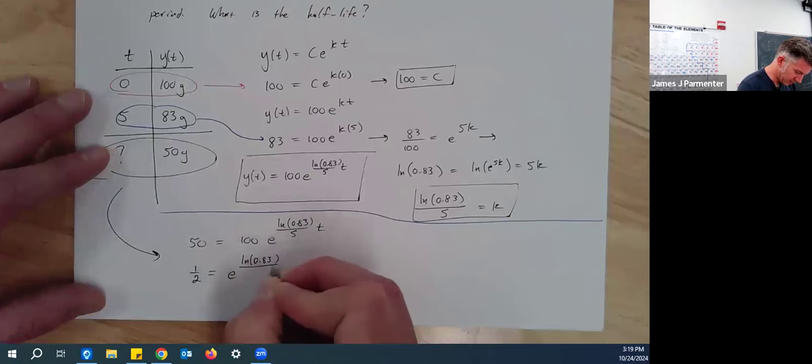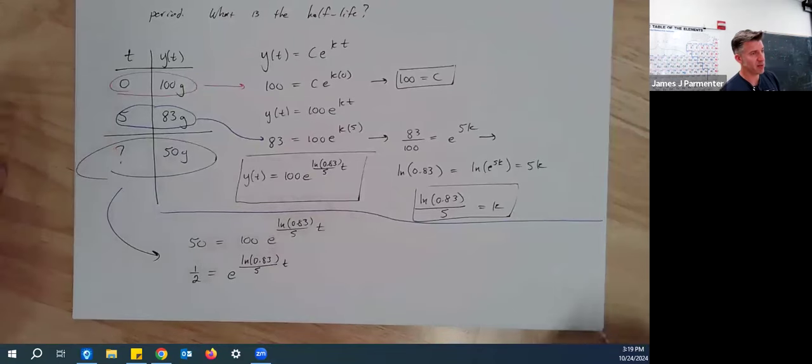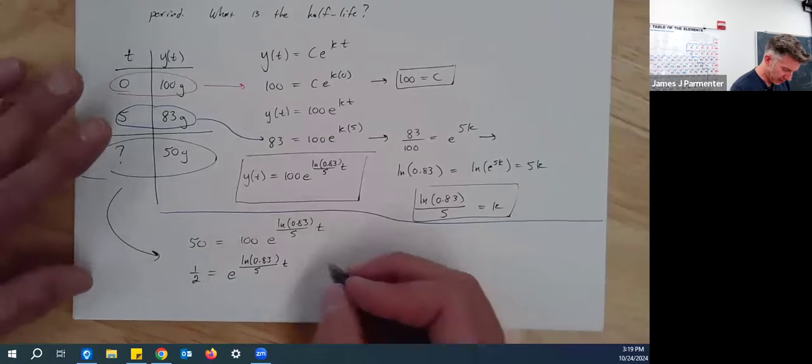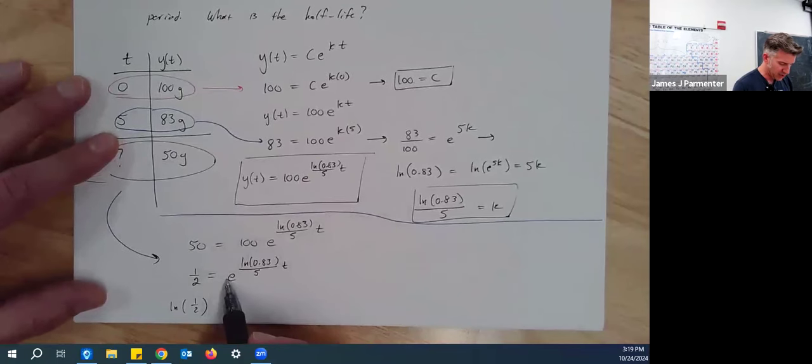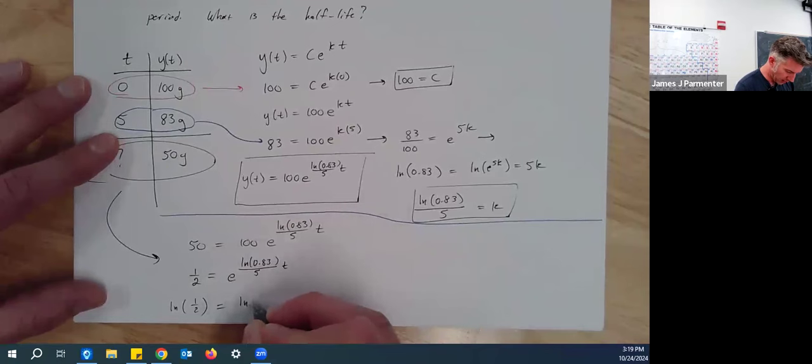So 1/2 equals e to the natural log of 0.83 divided by 5 times t. We take the natural log of both sides, and I'm going to skip a little step here. On the left-hand side, I get the natural log of 1/2. On the right-hand side, the natural log of e to a bunch of stuff is just the bunch of stuff. So it's the natural log of 0.83 divided by 5 times t.